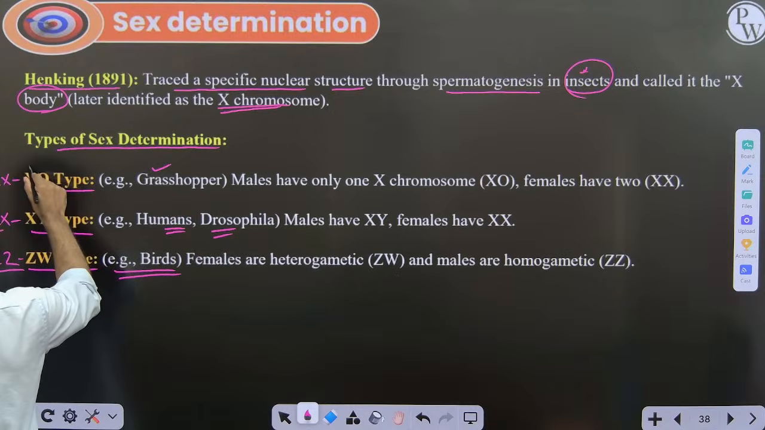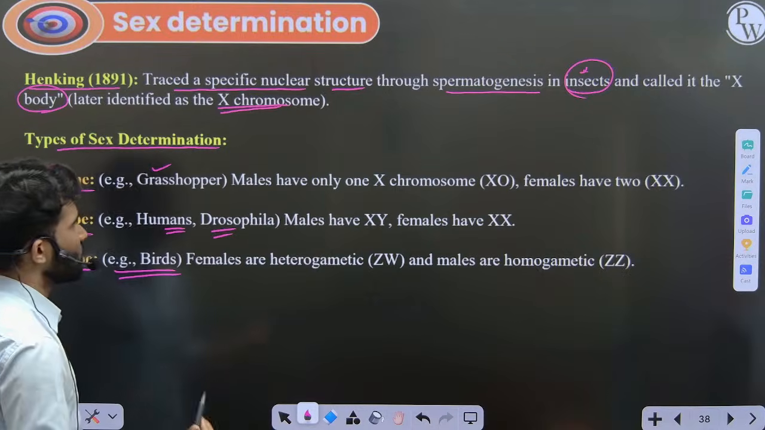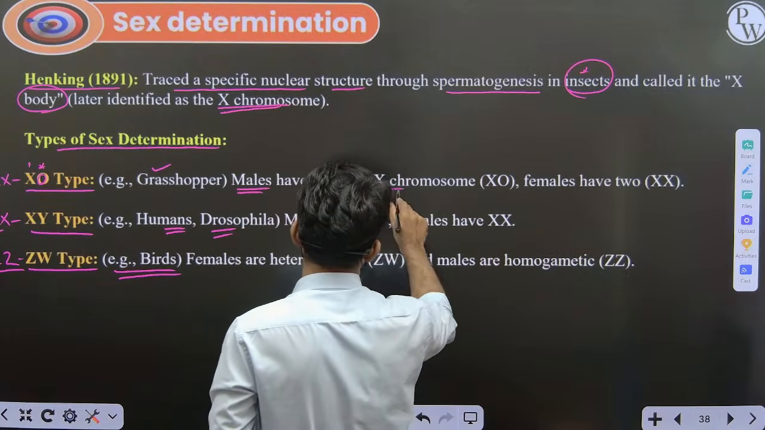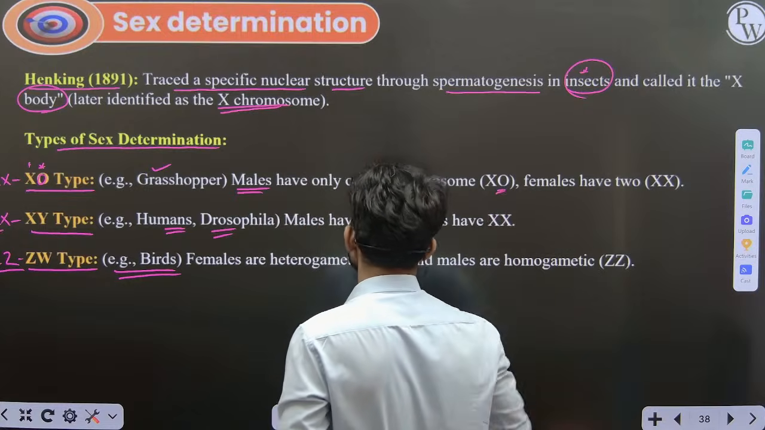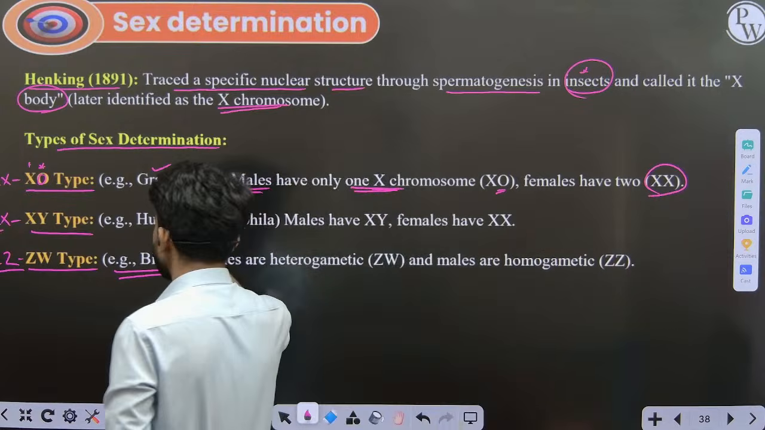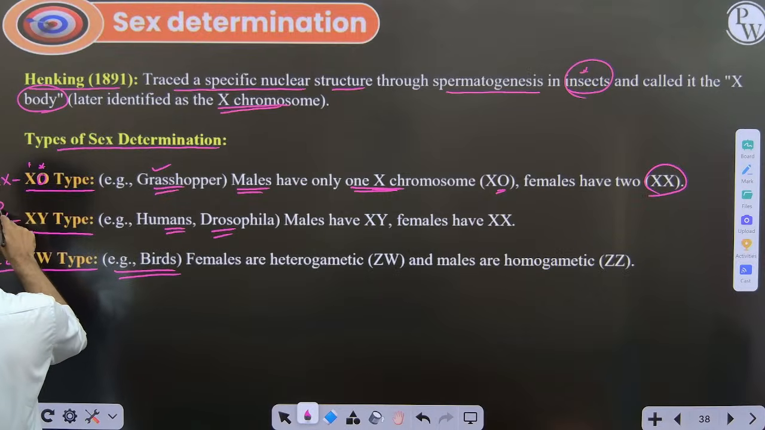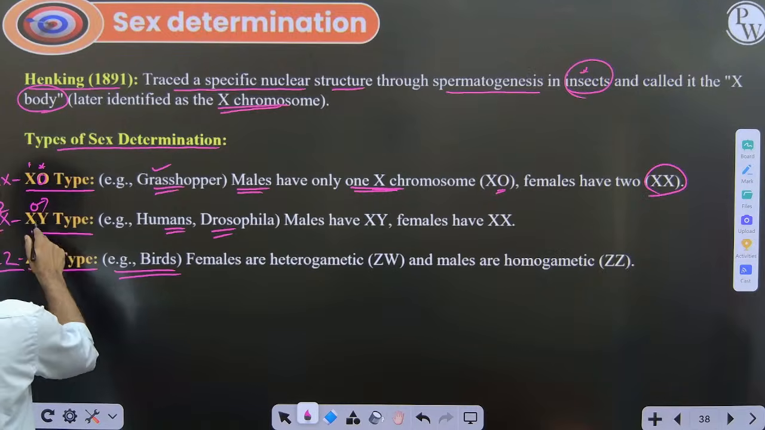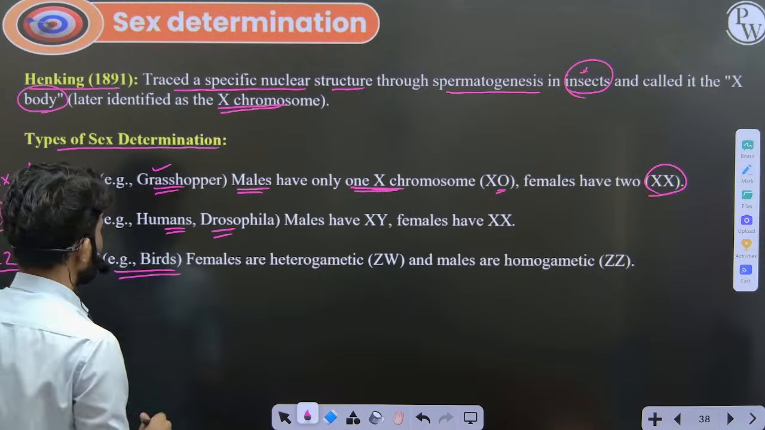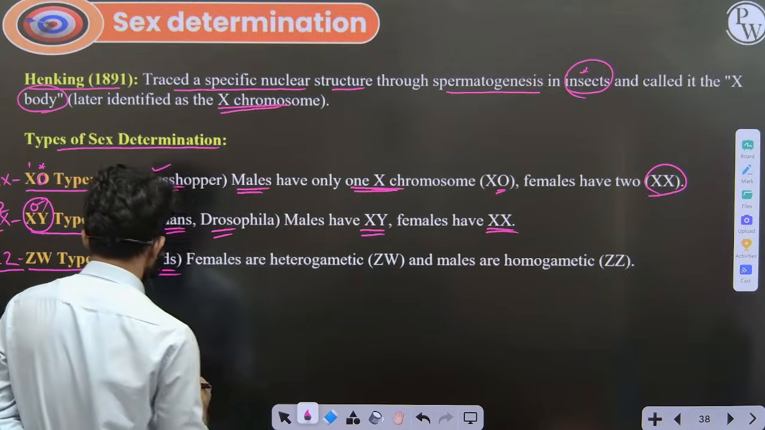In the XO type, the male has only one X chromosome. The other sex chromosome is absent, and the female has two X chromosomes, like in the grasshopper. Here it is called male heterogamety, so the male determines the sex of the offspring. We will study how the chromosomal pattern goes.